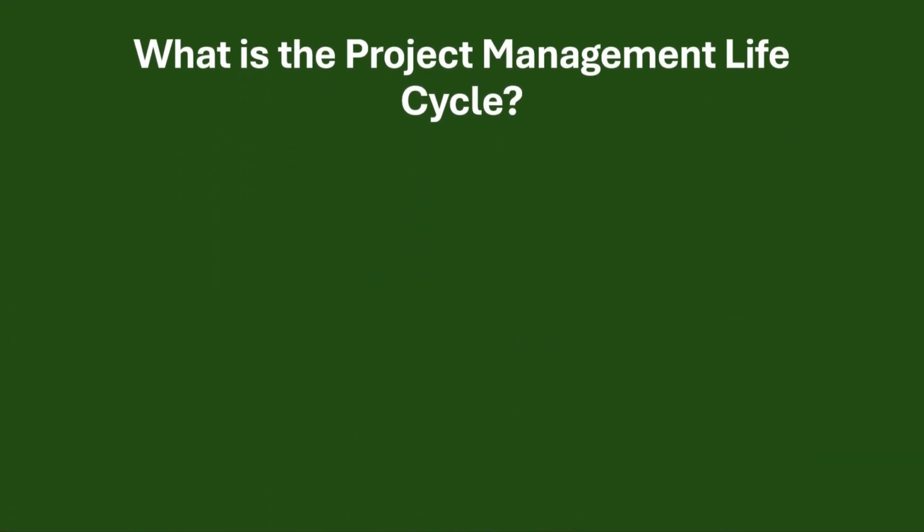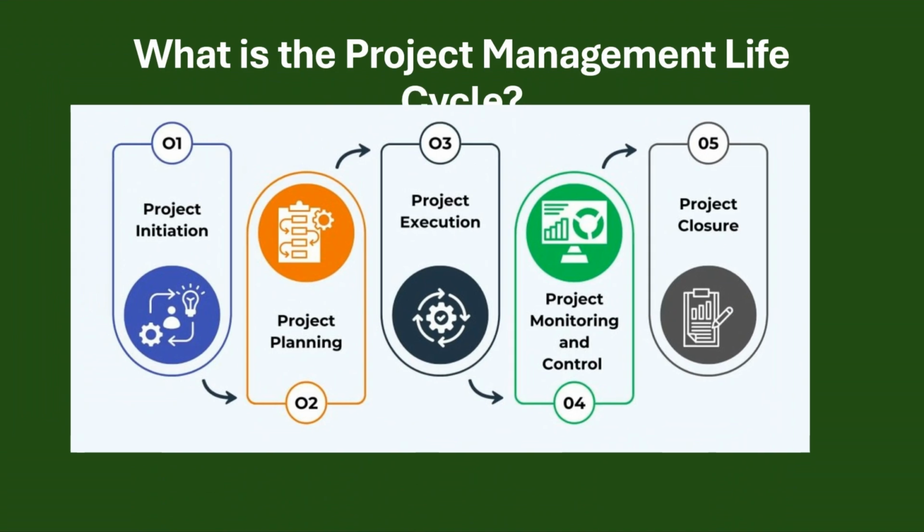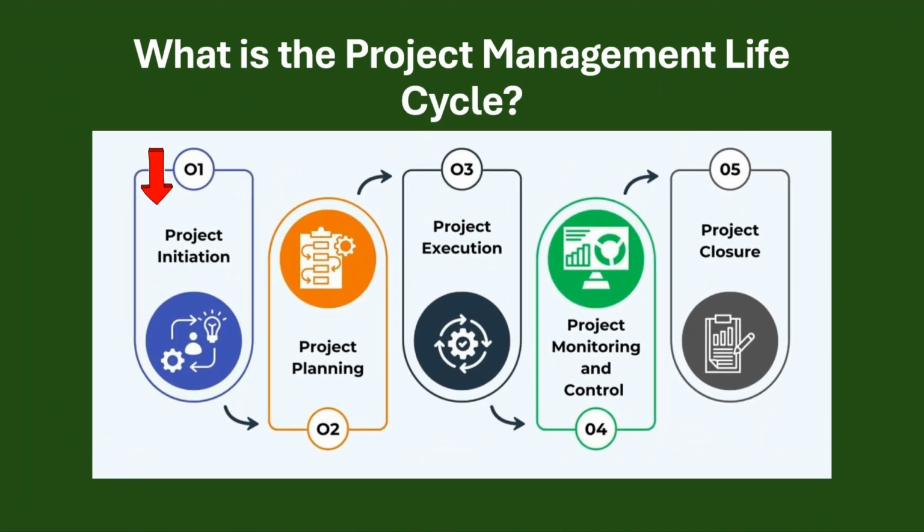The project management life cycle is a structured process that guides a project from start to finish. It consists of 5 key phases. First, we have project initiation. This is where the project begins. Second is project planning. Here, we create a detailed roadmap.